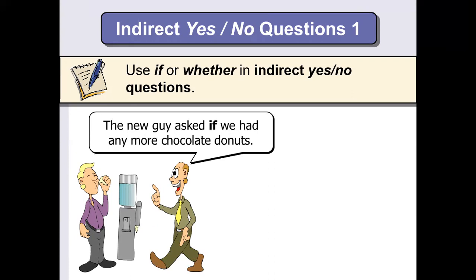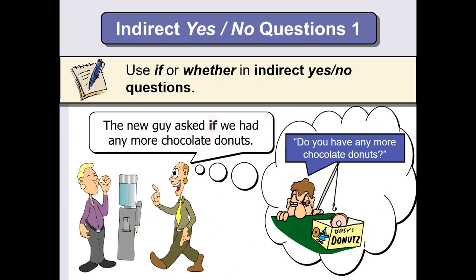And also we can use if instead of whether, right? Whether or if in indirect yes, no questions. Like the new guy asked if we had any more chocolate donuts. And do you have any more chocolate donuts? Okay, if, right? And let's continue.